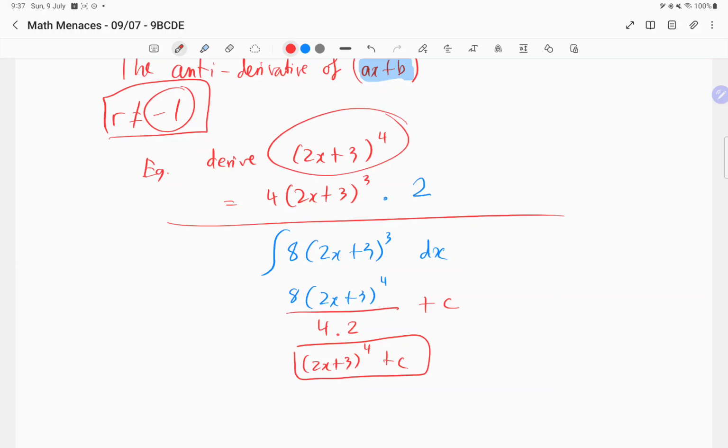Yeah. Sarah, any question? Is the 4 at the bottom the power? The power, correct. Yes, this 4 is the power. You always divide by the new power.